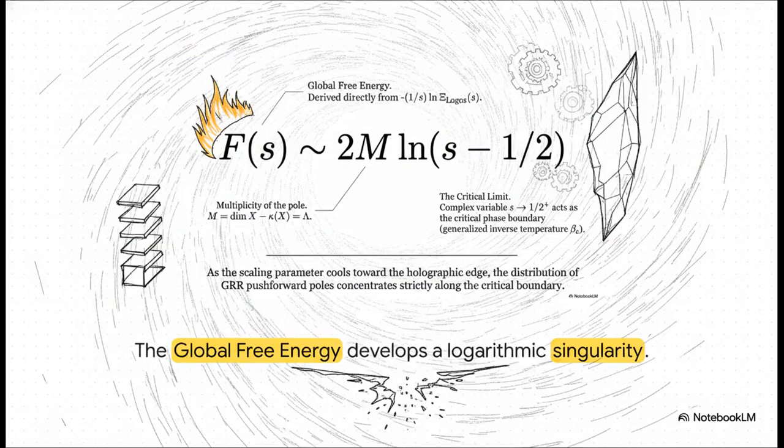Let's treat our complex scaling variable S as inverse temperature. Look at the equation for global free energy. It reveals a severe logarithmic singularity right as we approach the critical edge of 1/2. The free energy, F of S, scales as 2m times the natural log of S minus 1/2. That massive pole is physics telling us our mathematical structure is hitting a critical phase boundary.